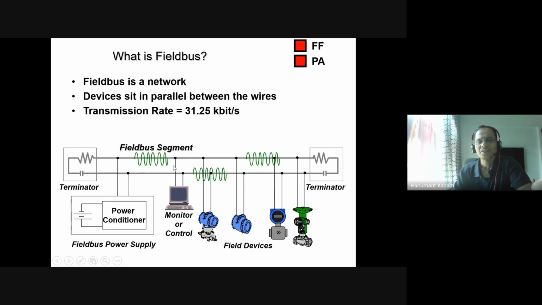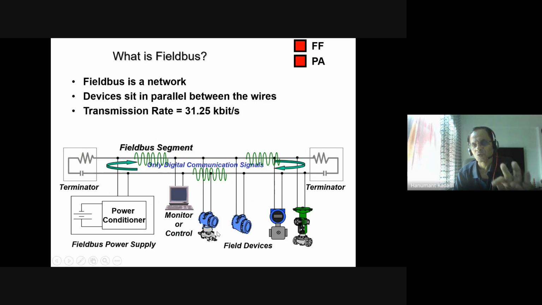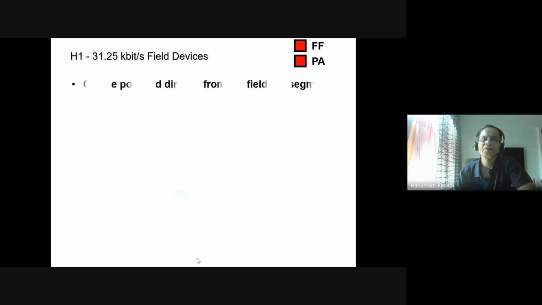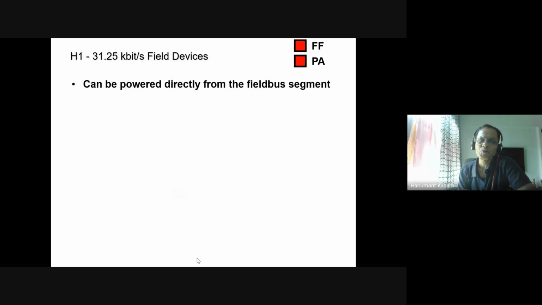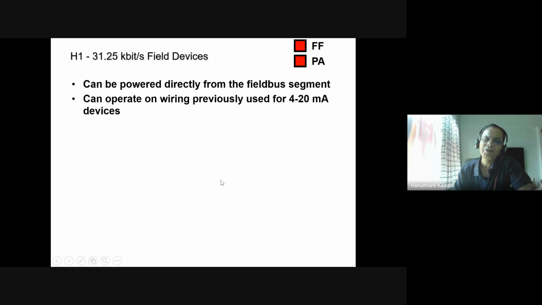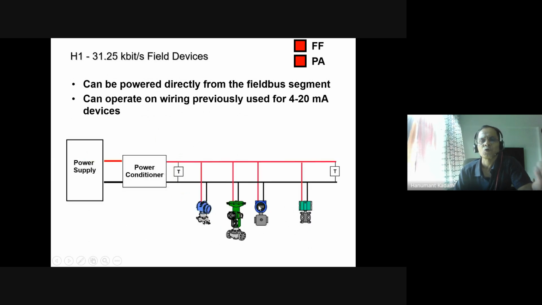So you can see this signal, only digital signal on this network. Only digital communication signal. So this is a very important slide for you about the field bus. H1 is a 31.2 kbps field device. It can be powered directly from the field bus segment, and can operate on wiring previously used for 4-20 devices also.